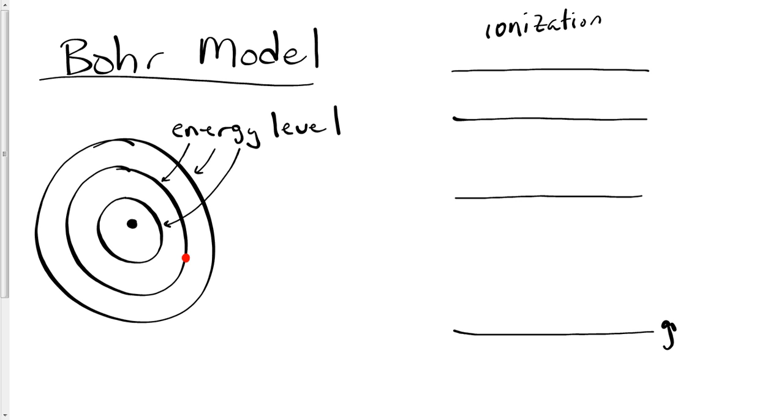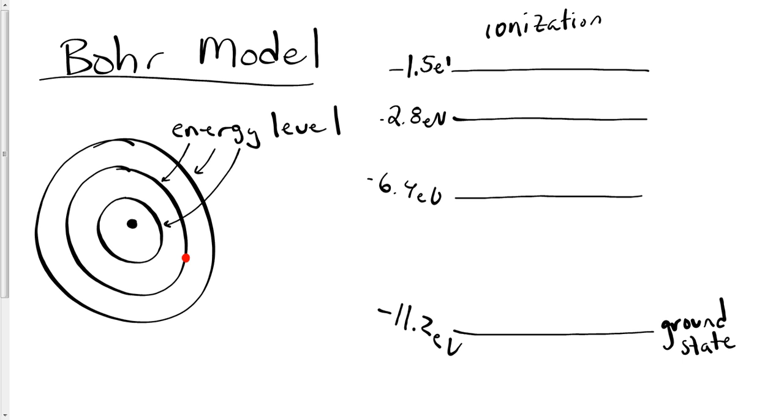The lowest energy level here is going to be called the ground state. And there's a certain energy associated with that ground state. For hydrogen, it's something like negative 11.2 electron volts. That's the lowest energy that the electron can reside at. It's the first ring around the atom, if you'd like. And then each step up is associated with a different energy level. So this may be a 6.4 energy level. Maybe this is a 2.8 energy level. And then maybe a 1.5 energy level. And then we have ionization.